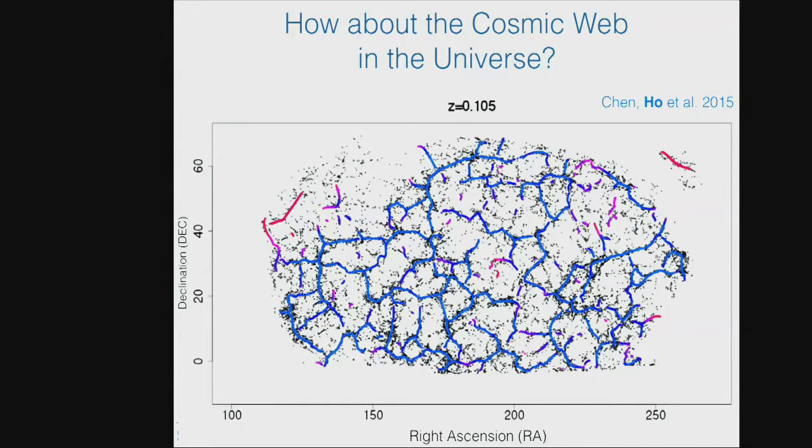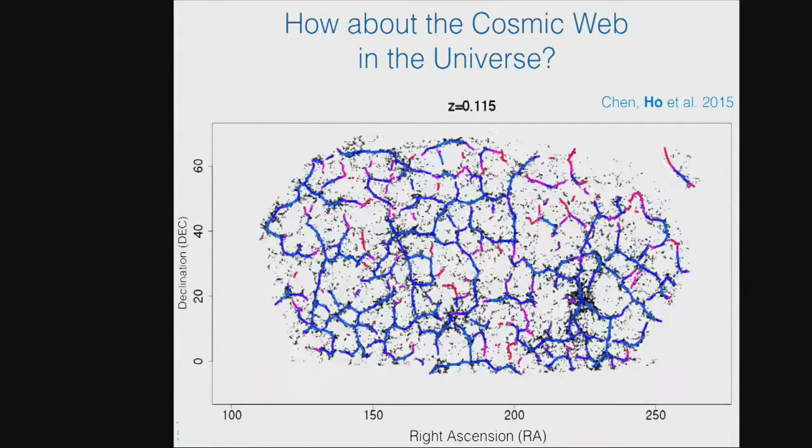The color actually tells you how uncertain the filaments are. So if it's blue, it's really certain. If it's red, it's really uncertain. So in between is kind of in between. So I'll start the movie.